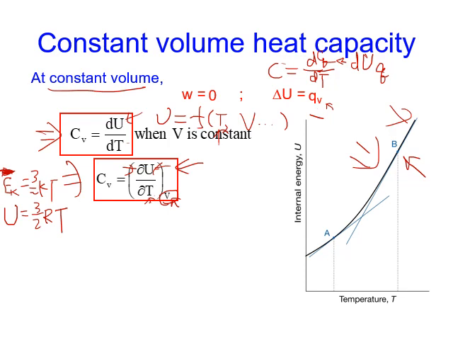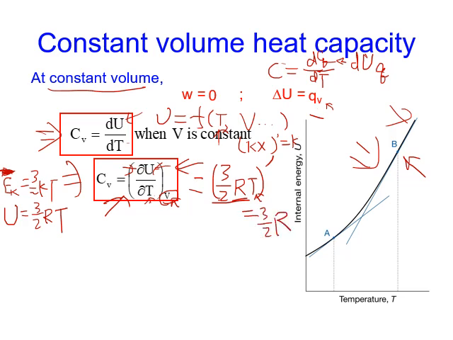So based on this equation, we can calculate the heat capacity for an ideal gas as the derivative of 3/2 RT over temperature. In calculus, we know the derivative of a constant times x is just the constant. Here the variable is temperature, so the derivative over temperature will give you 3/2 R. That's the theoretical prediction for the heat capacity of an ideal gas: 3/2 R.